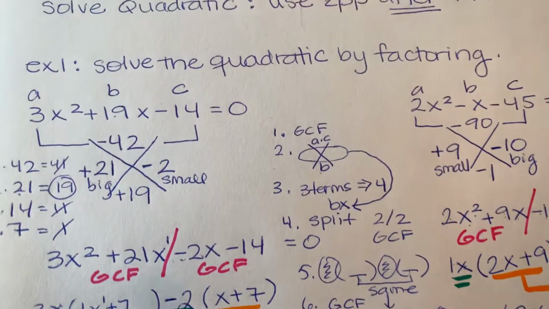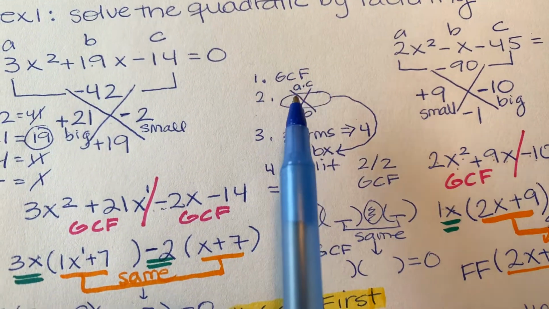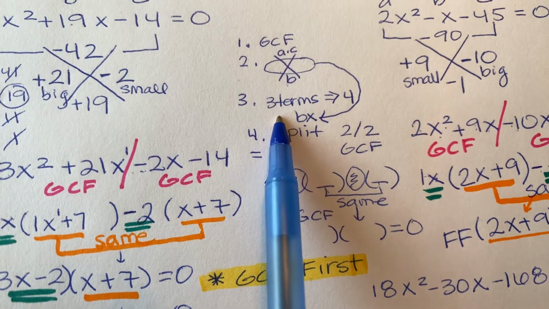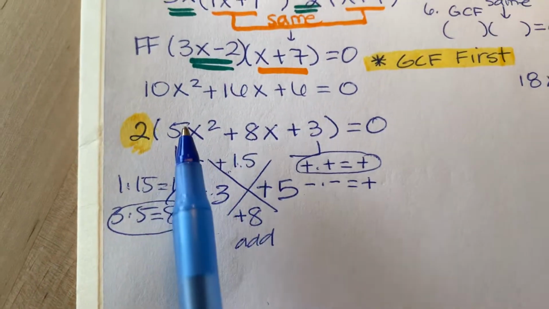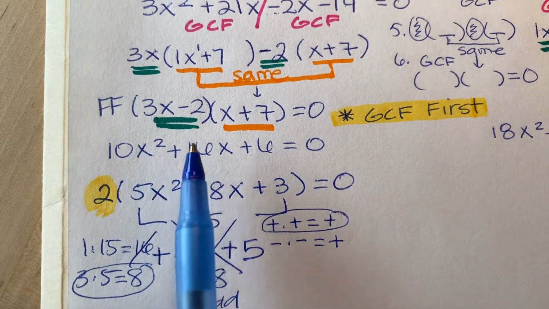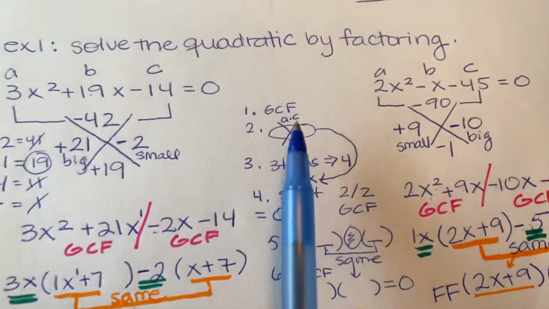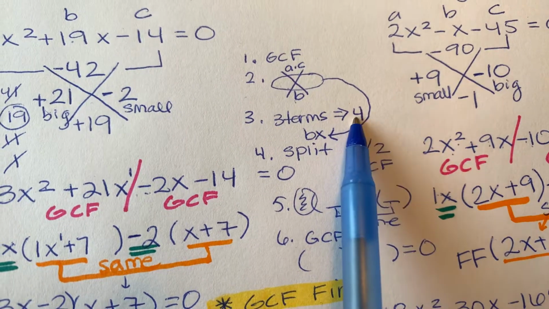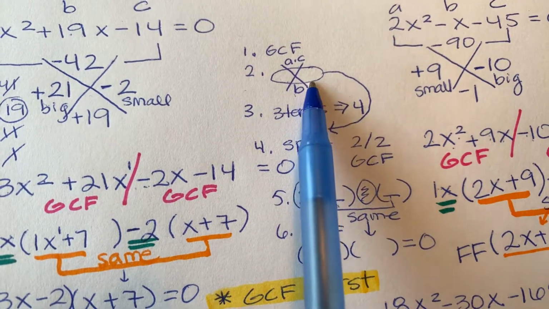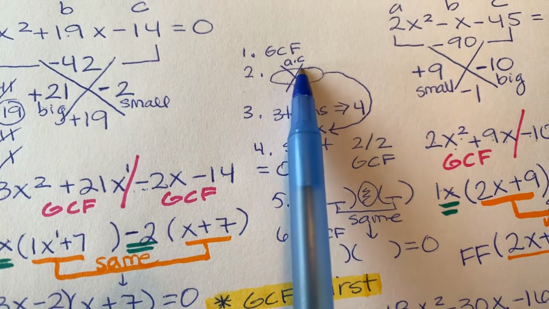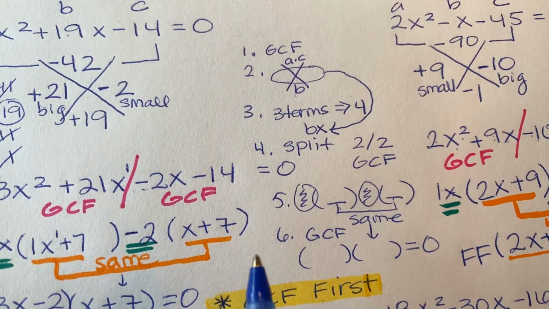Okay. So now what's the next step? We GCF'd, we did the Magic X. We just completed it. Third step, you're going to turn your original quadratic, which is 3 terms, 10x squared plus 16x plus 6. We're going to change our 3 terms and make it become 4 terms by replacing our bx term with these two paired values that we found from the Magic X.